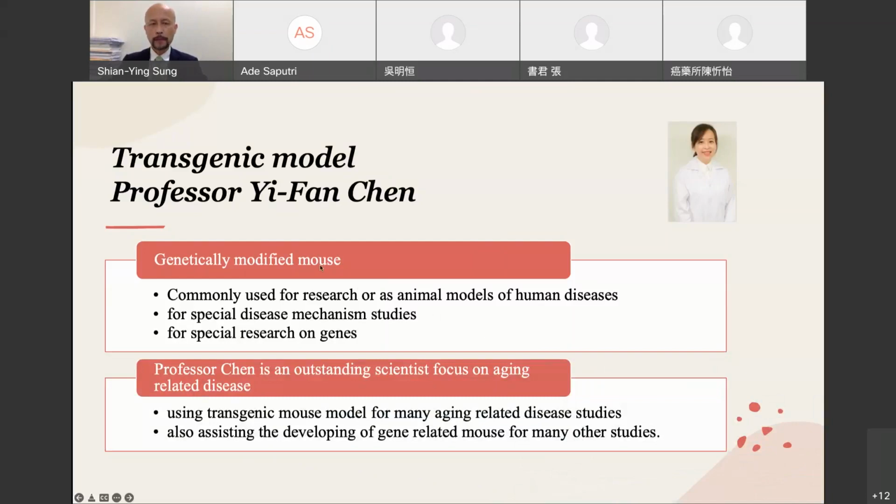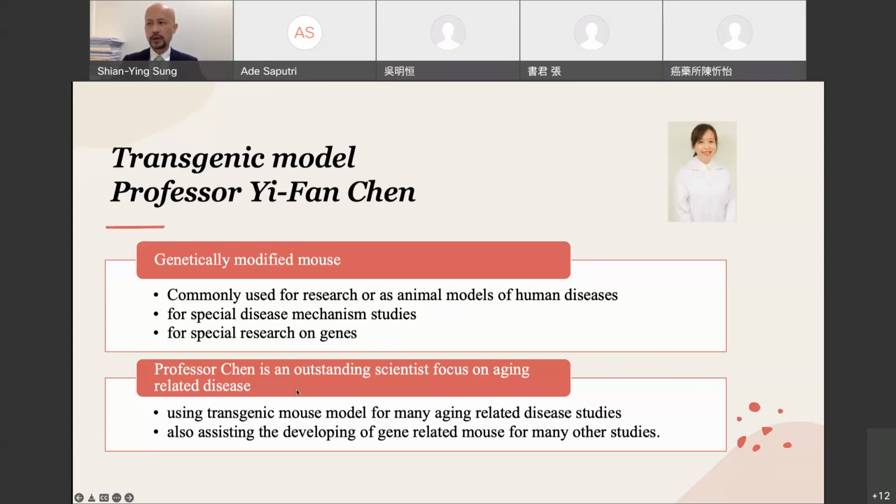She will be able to conduct knockout or knock-in animal models with different strategies, including using CRISPR to knock down certain genes, to understand how the failure of the genes may impact the pathology and biology in the animals, and this can be translated into how it may help our human bodies. It is commonly used for research as an animal model for human disease, and Professor Chen can specifically design it for mechanism studies and research of specific genes.